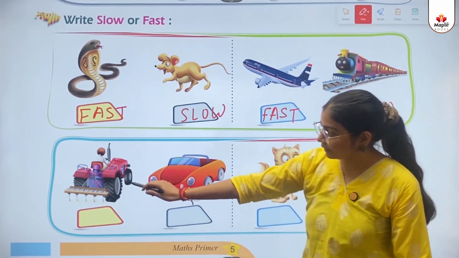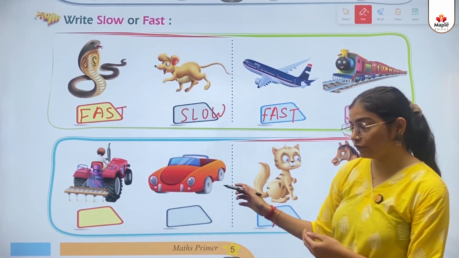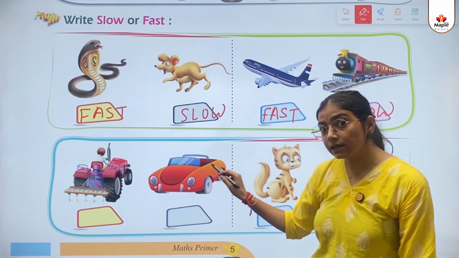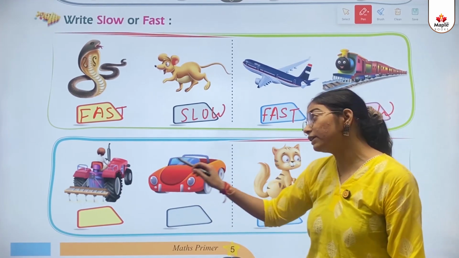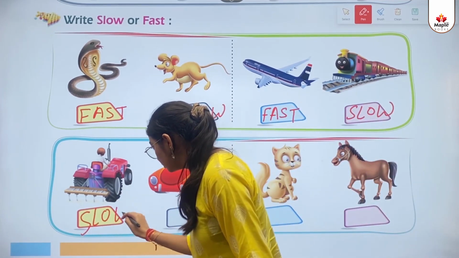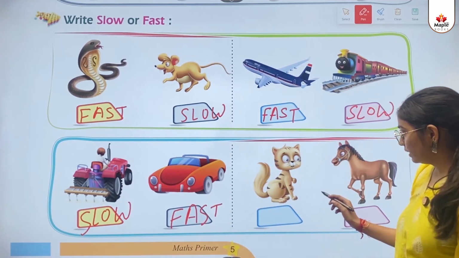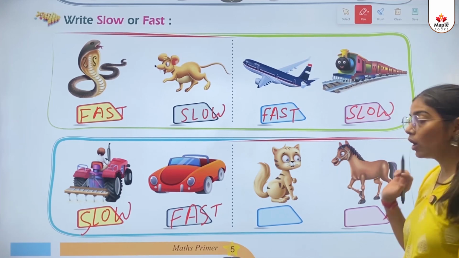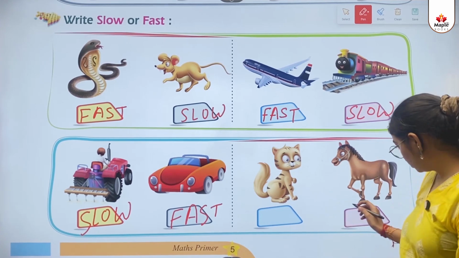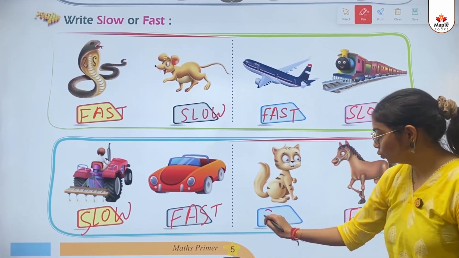Then, there is a tractor and a car given. If you travel some distance with the help of a car, you will reach that destination faster. So, the faster one is the car and the slower one compared to the car is the tractor. So, this one is the slow one and this one is the faster one. Then, here is a cat and a horse given. The horse is faster than the cat. So, we'll write here fast and here we write slow.